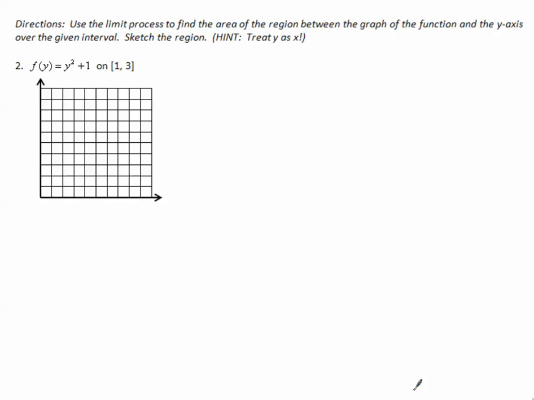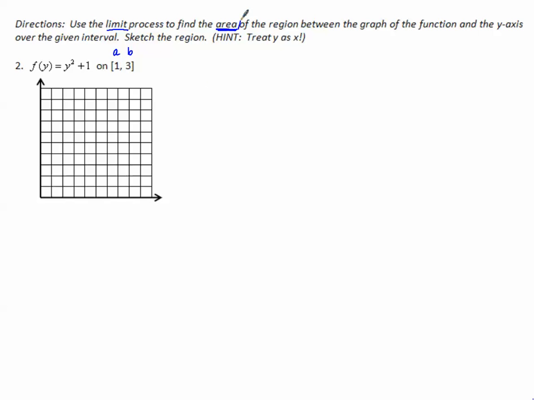In this second example, the directions tell us to use the limit process to find the area of the region between the graph of the function and the y-axis over the given interval. Notice they're telling us how to do it and finding the area, not approximating the area, finding the exact area over the given interval. Notice that this is a function of y, therefore this interval is from the y coordinate 1 to the y coordinate 3, but this is still our interval on a to b.